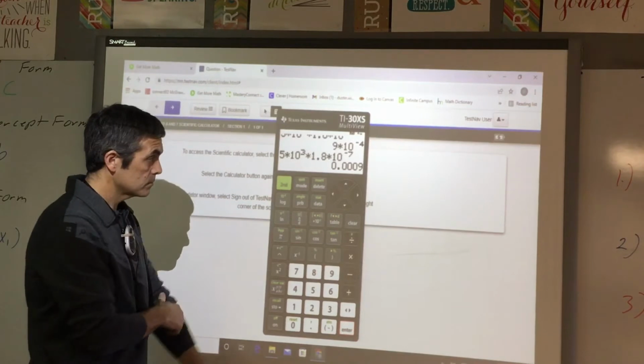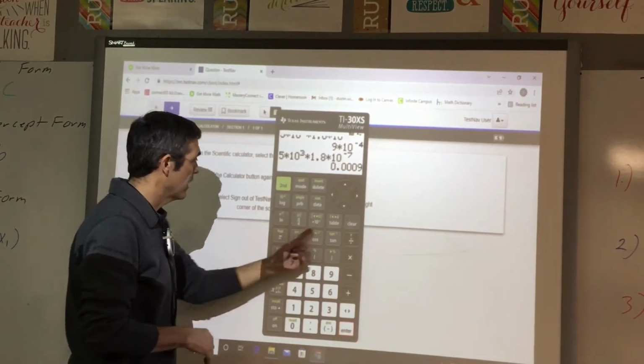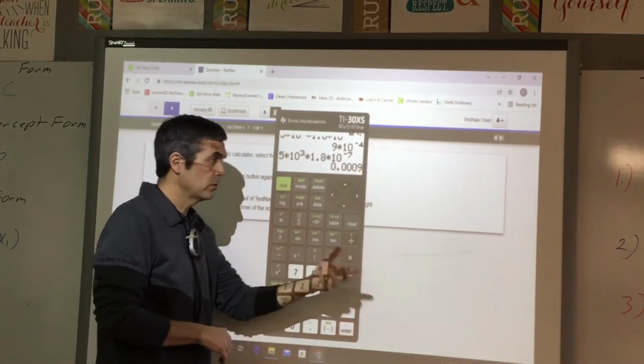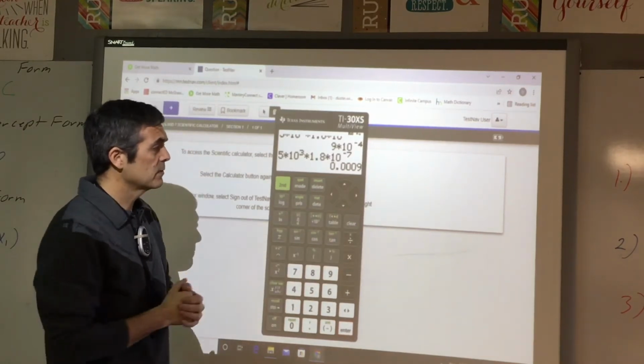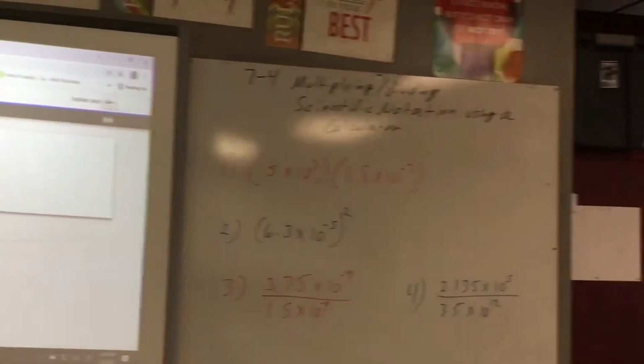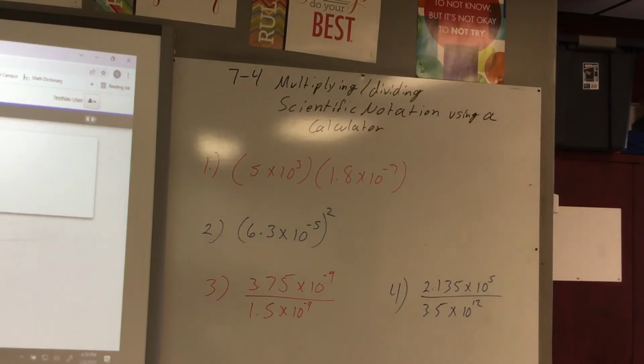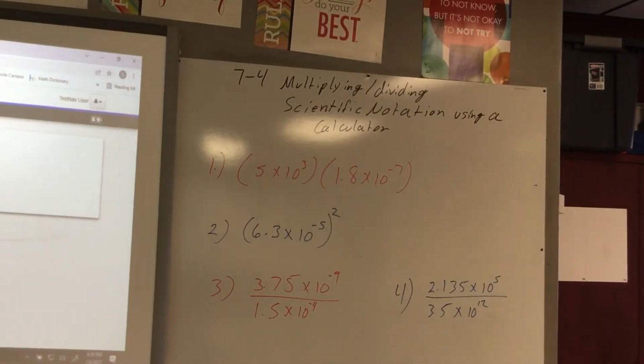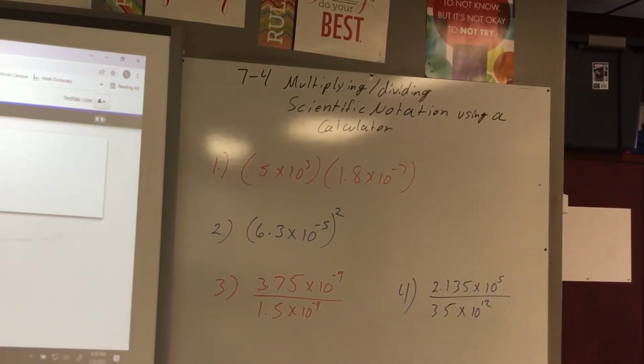Not a big deal. Now, I'm going to show you how to do this without actually using x 10 to the n. So we've got this other problem: 6.3 times 10 to the negative 5th, raised to the second power. And notice it's all of it being raised to the second power. So you need your parentheses here.